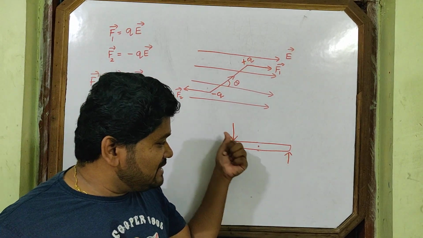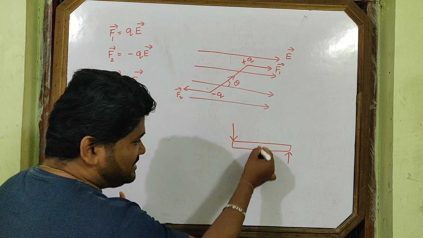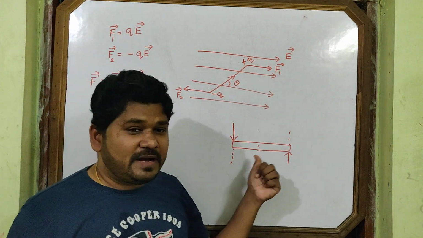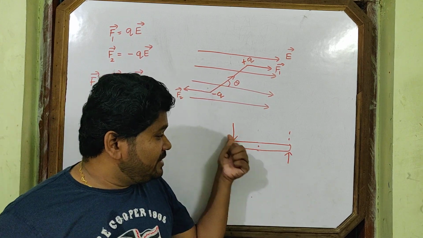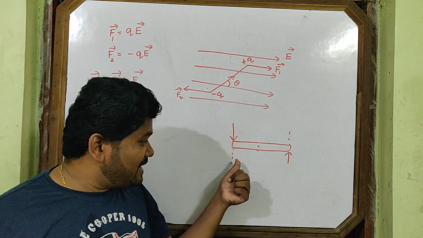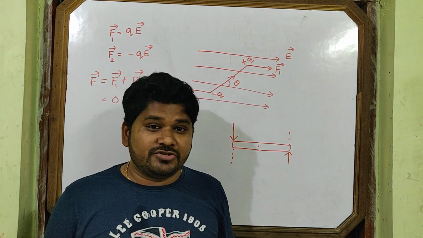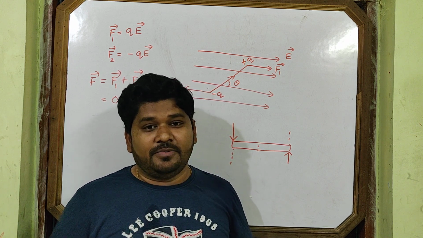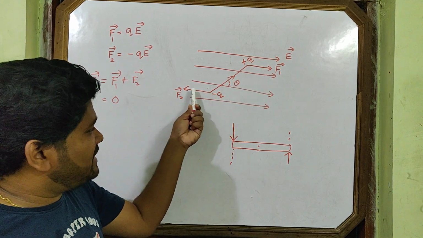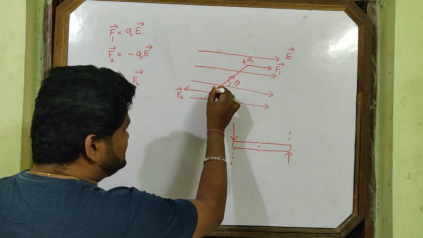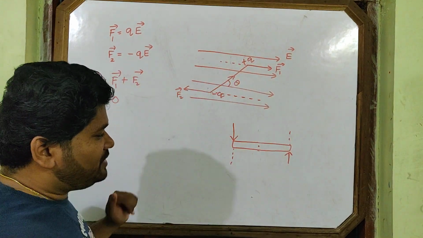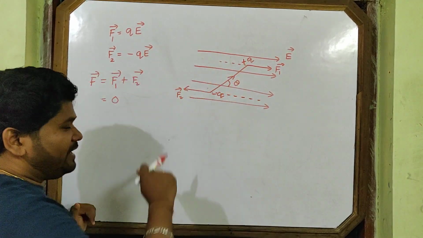The two forces are not in the same line of action, but initially they were in the same line. Now its line is here, its line is here. They are not in the same line of action. When two forces are equal in magnitude, opposite in direction, and not in the same line of action, they constitute a couple, due to which the body rotates. Here the same thing happens. This is the dipole. They are not in the same line. F2's line is this one, F1's line is this one. So they constitute a couple, due to which the dipole rotates.